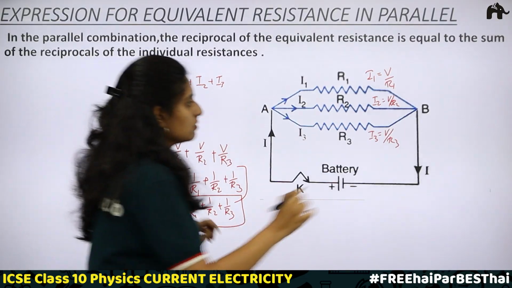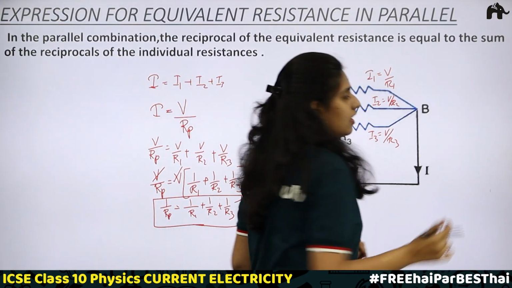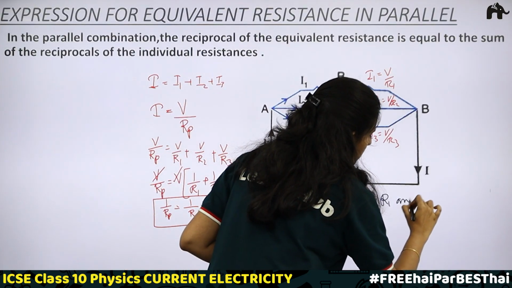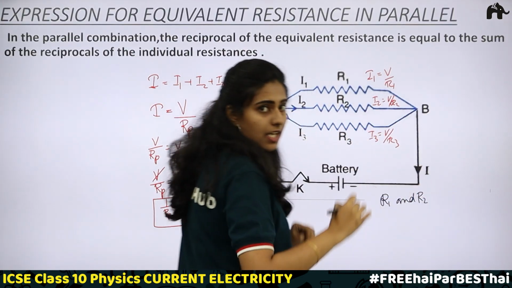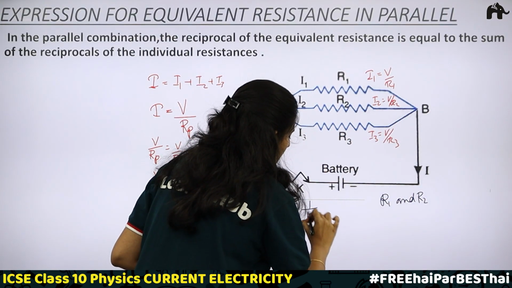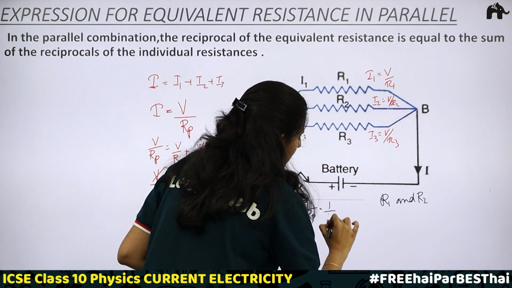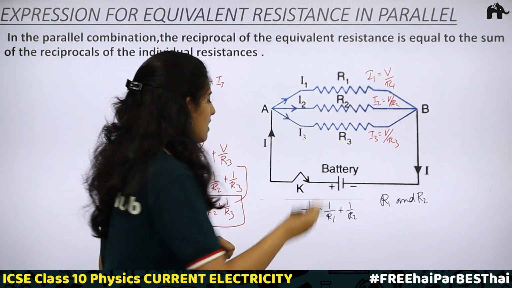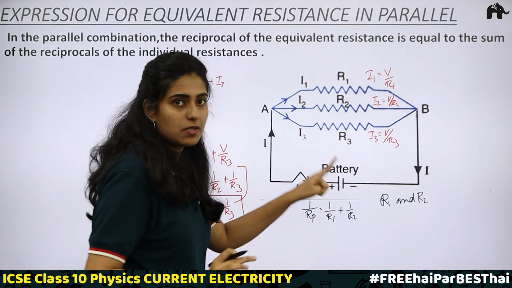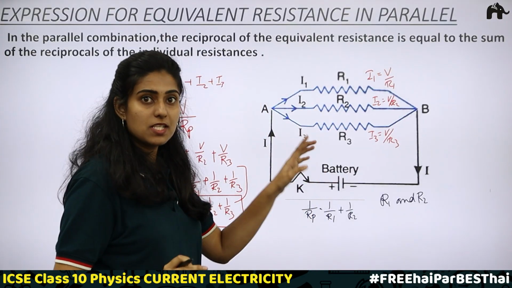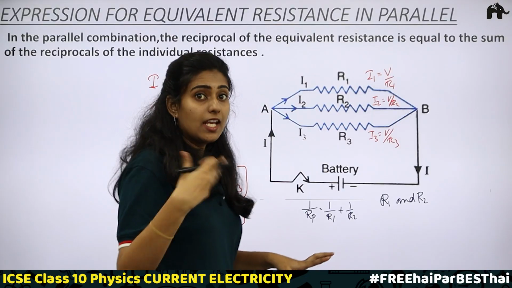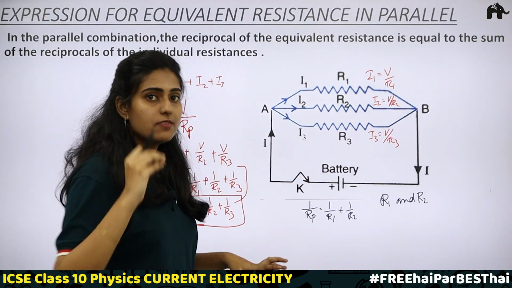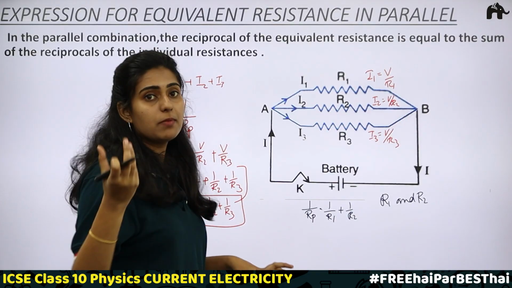Okay, now if you have two resistors R1 and R2 which are connected in parallel, in that case you will be having 1 by Rp is equal to 1 by R1 plus 1 by R2. If you have four resistors, then 1 by Rp will be 1 by R1 plus 1 by R2 plus 1 by R3 plus 1 by R4. For N resistors, 1 by Rp will be 1 by R1 plus 1 by R2 plus 1 by R3 plus etc. up to 1 by Rn.